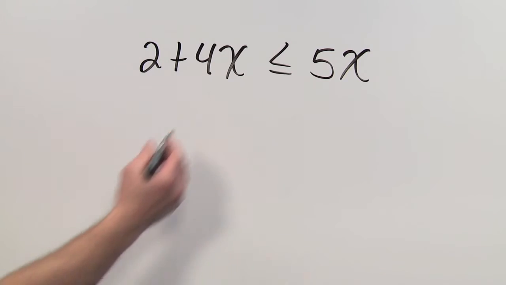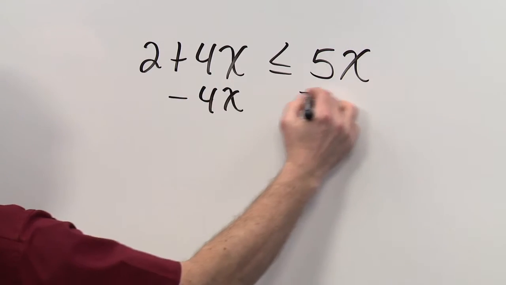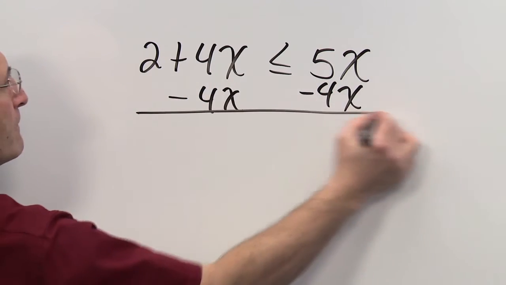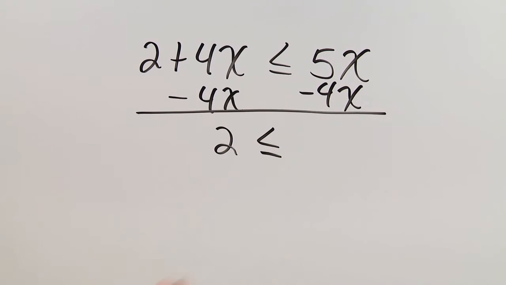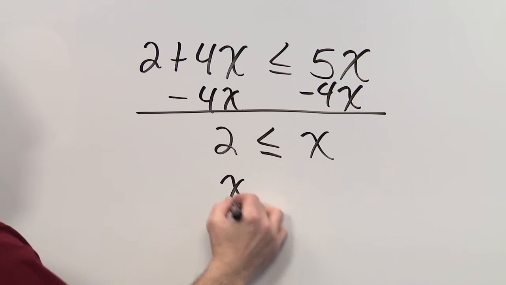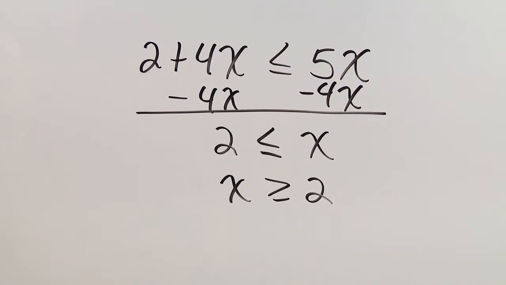To solve this, we need to subtract 4x from each side. On the left-hand side, we have 2, and then less than or equal to, on the right-hand side, x. We can also write this as x ≥ 2.